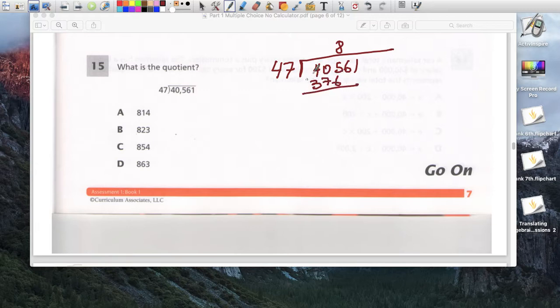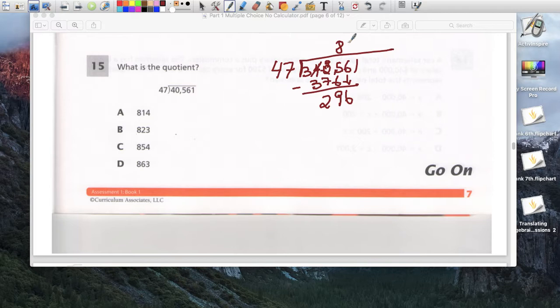376. Let's see again. Borrow. Becomes a 3, becomes a 10, which will become a 9. 15. 15 minus 6 is 9. Oh, here's my mistake. 9 minus 7 is 2. Bring down the 6. 296.